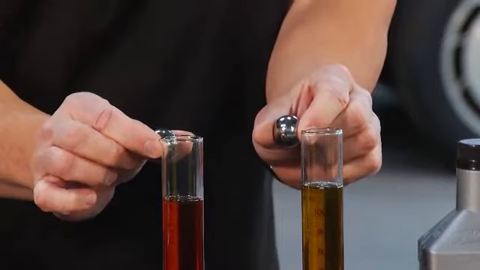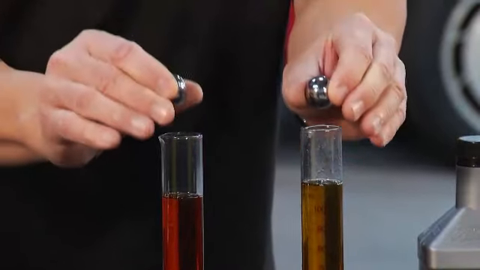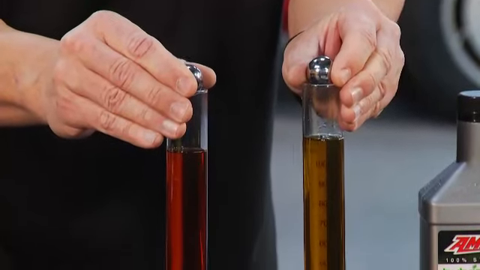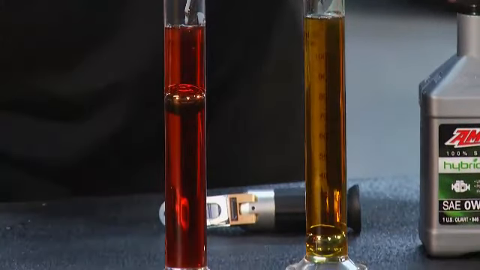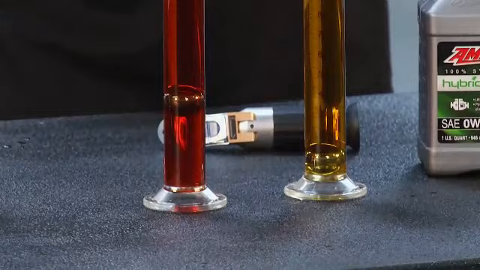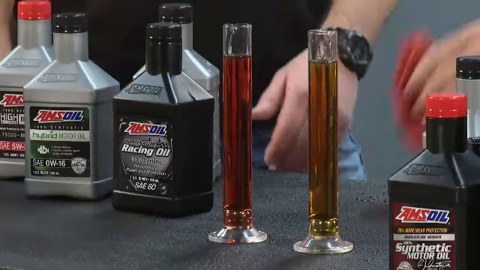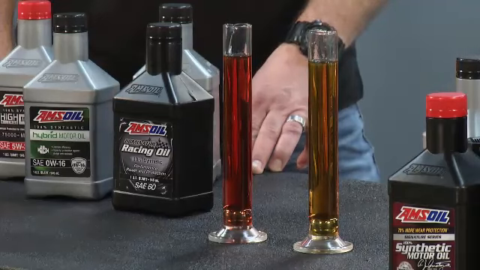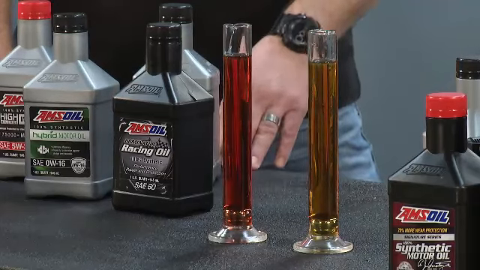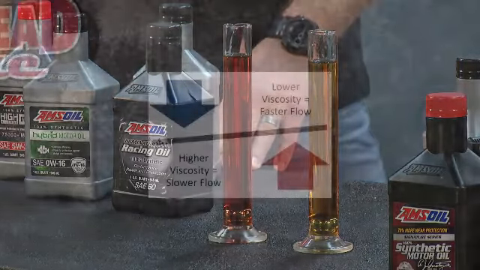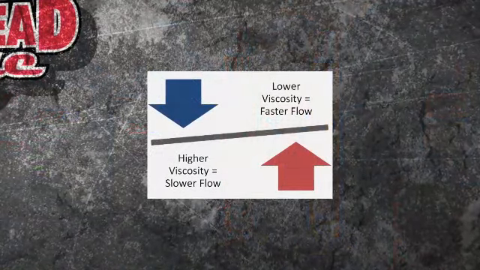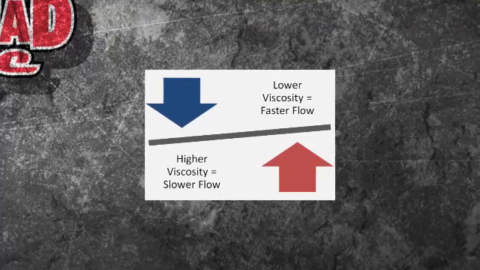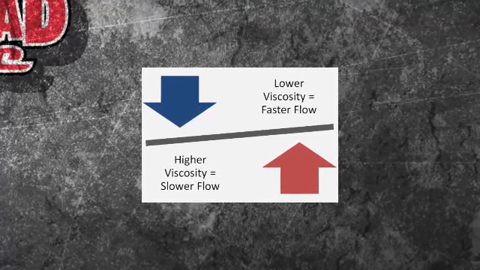What I'm going to do is drop these balls in, and we're going to watch them go down. So in 3, 2, 1, there they go. Man, look at the difference. That one went down in no time. Len, you lost. Why is that? Well, I lost because that 60 weight is a thicker oil. It is a thicker oil, and our chart actually showed you that perfectly. The higher the viscosity, the slower the flow. Lower viscosity, faster the flow.